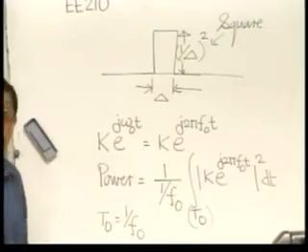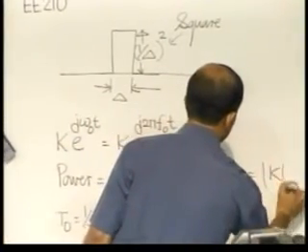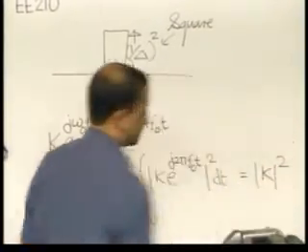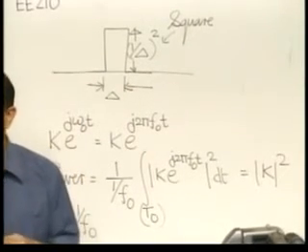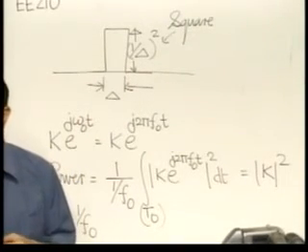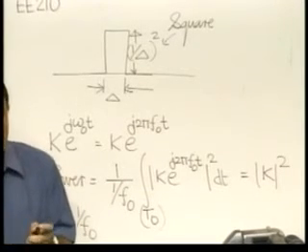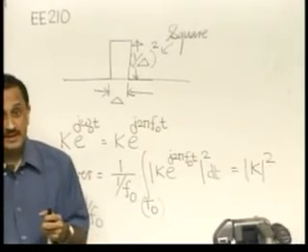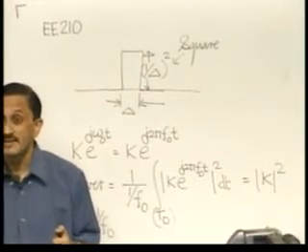And how much is this? This is k squared, mod k squared. Is that right? It's mod k squared. So you see, we can conceptualize a power spectral density just as you can have an energy spectral density.